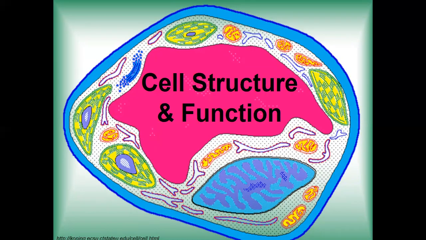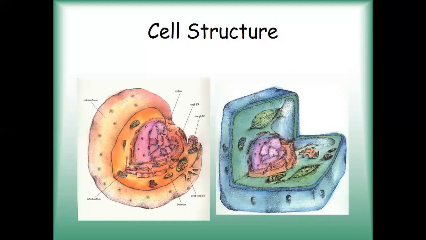Now we are going to study the cell structure and the functions of different organelles that are present inside the cell. Here you can see the picture of an animal cell and a plant cell. This is the detailed structure of the animal cell, and this is the detailed structure of the plant cell. Animal cell, as it does not have a cell wall, has an irregular structure, whereas the plant cell, as it has a cell wall, has a definite, rigid structure.